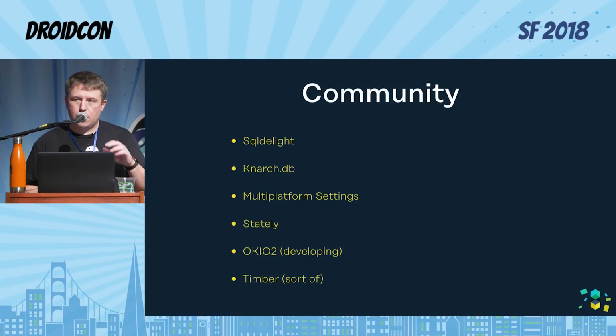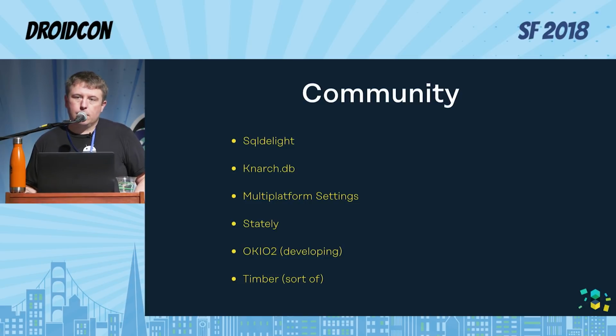Multi-platform settings, which is like shared preferences, but NSUserDefaults on iOS. A thing called Stately, which is another library that I wrote, which is essentially utility libraries for managing the differences in state in Kotlin Native, which we'll get to in a minute. OKIO 2, which is published by Square. It's another low-level IO library that's going to take a while before it's fully multi-platform enabled.